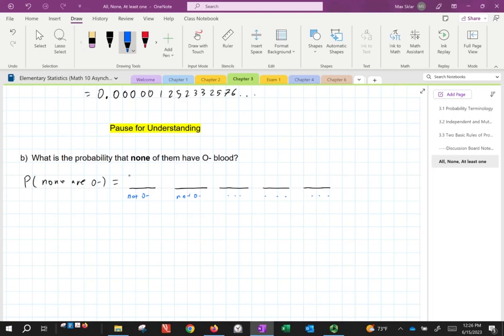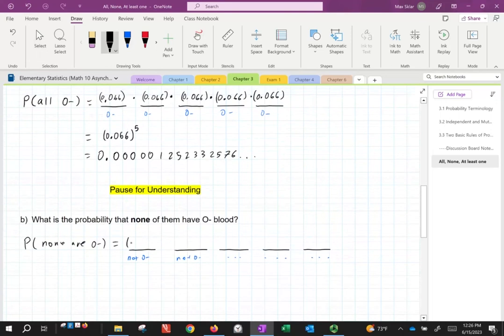And so what's the probability that the first person doesn't have O negative type blood? That's going to be 1 minus 0.066. We found that was 93.4%. And then the probability that the second person doesn't have O negative blood is also 1 minus 0.066. And the third person, 1 minus 0.066. Fourth person, 1 minus. I'm having a little bit of trouble fitting this in my lines, but you can draw more carefully, but you get the idea.